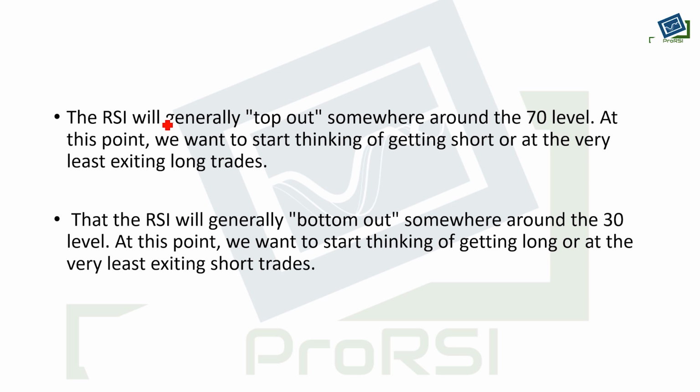So generally we see that RSI tops out. People generally consider the market topping out when RSI reaches the 70 level, and when it reaches 70, either we start to think of getting short in the market, or at least we start to think of exiting our long trades. And similarly, people generally call a bottom somewhere around 30 in the RSI, where they start looking to go long in the market, or at least they are planning to exit their short trades. So this is generally how RSI is used in the conventional way, and Wells Wilder mentioned it.